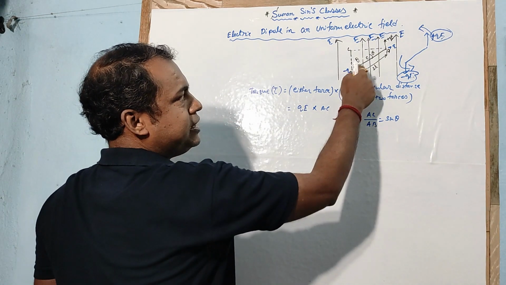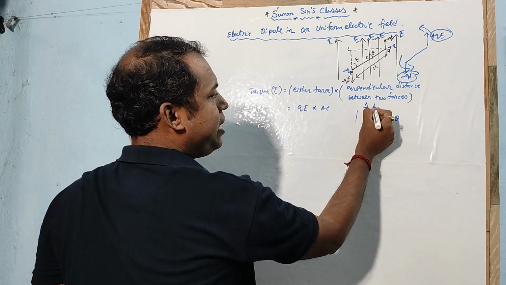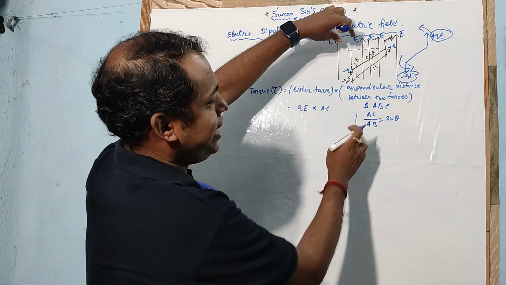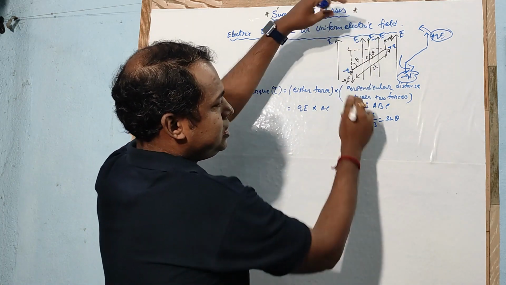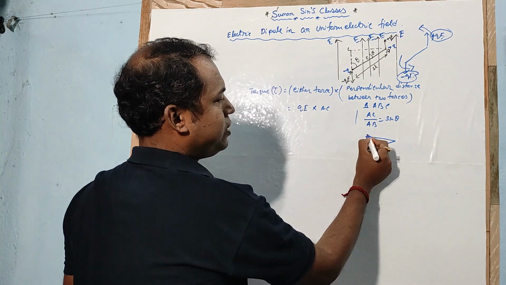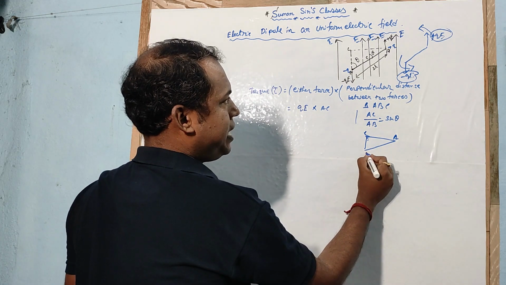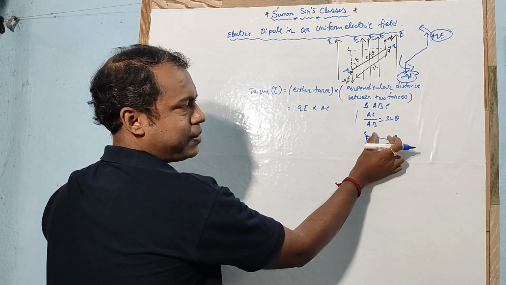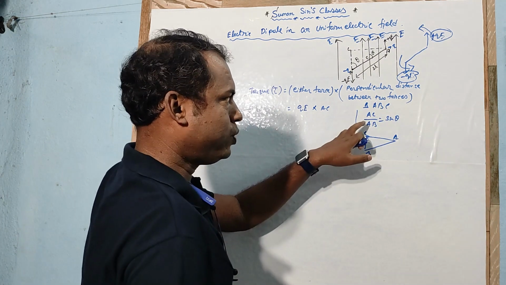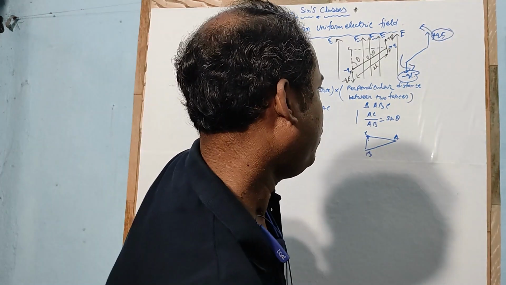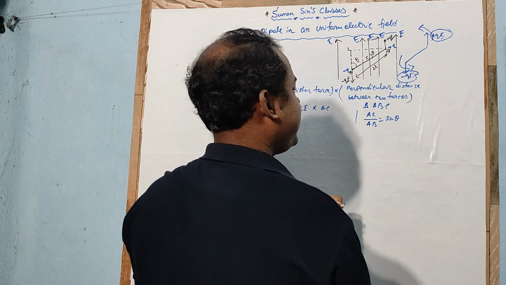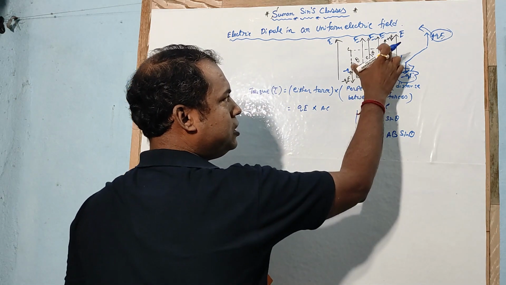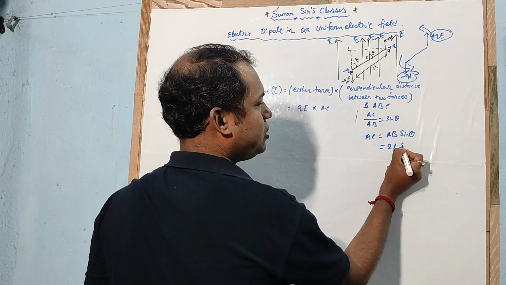Now from the triangle ABC, we write AC by AB. This one is AC, and this one is AB. So AC is the perpendicular, and AB is the hypotenuse. So AC by AB, perpendicular by hypotenuse, is equal to sine theta. That means AC equals AB sine theta. AB is equal to 2L, so that is 2L into sine theta.